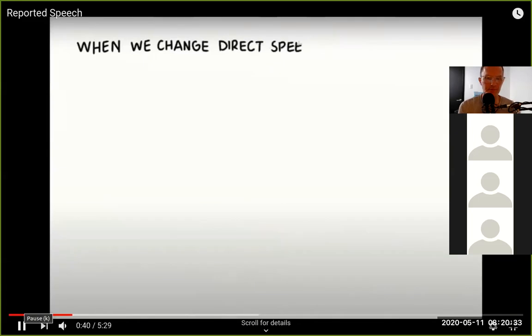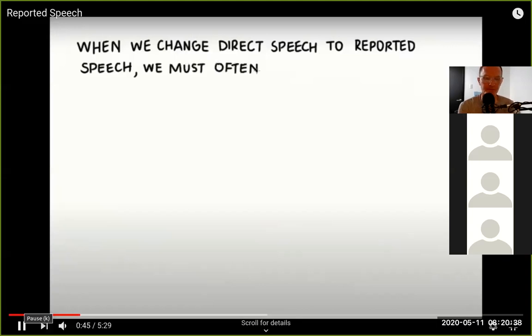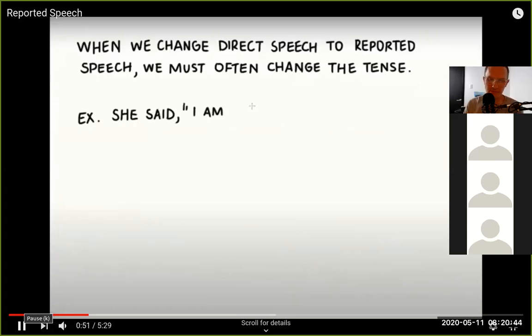When we change direct speech to reported speech, we must often change the tense. For example, she said, I am tired. Now again, when we indicate said, remember that this is the past tense, and this is why we're going to have to use the past tense for the reported speech, because this is indicating something that happened in the past. Even though this is in the present tense, she's saying, I am tired at that moment. The whole sentence is in the past because of said being in the past.